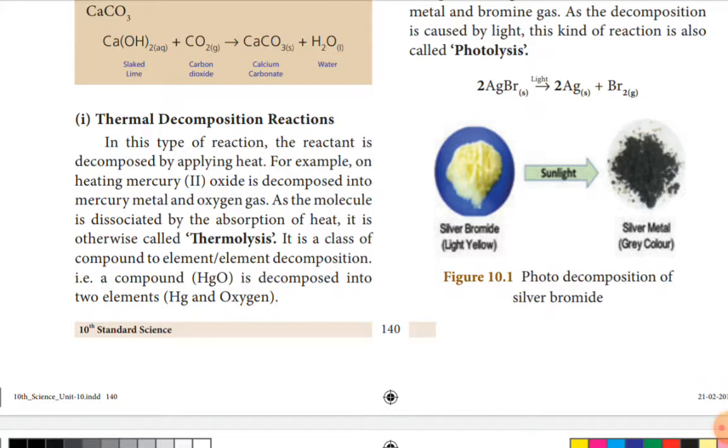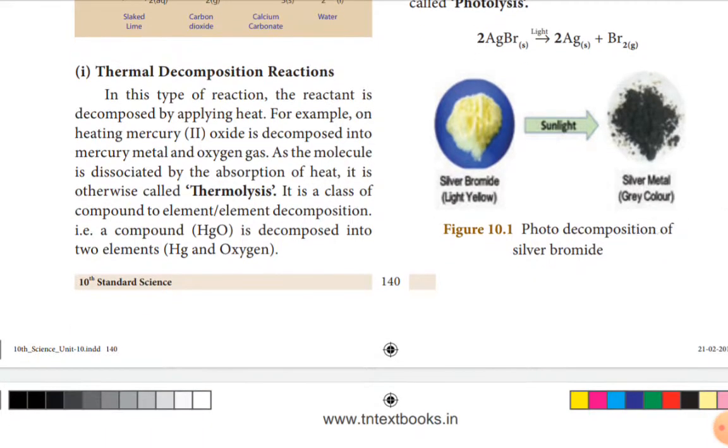Then also you can write one more example for thermal decomposition. That is ferrous sulfate, FeSO4. Ferrous sulfate, FeSO4, solid, you have to write as subscript S. On heating, ferric oxide plus sulfur dioxide plus sulfur trioxide.